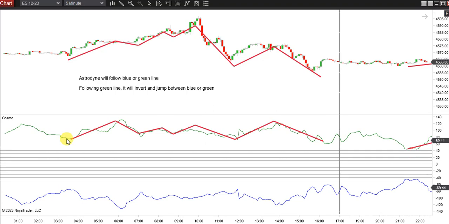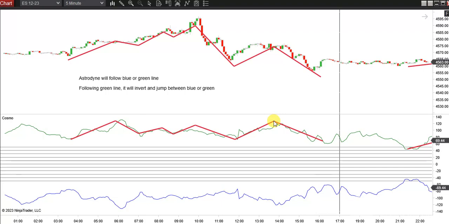It can invert, and where it usually can invert is at the inflection points. It usually will invert at the pivots that you see on the Cosmodyne, but it can also invert at these other little more minor points. So what you do is keep your eye on both lines, and the market generally goes with that.